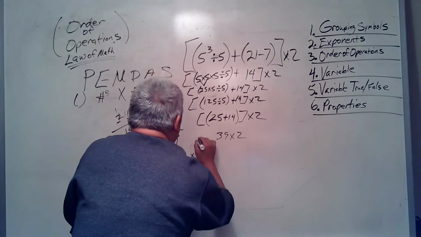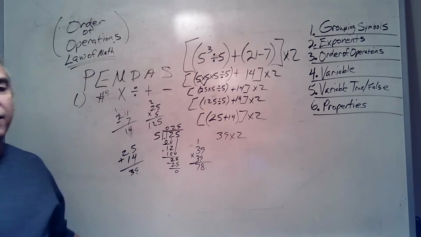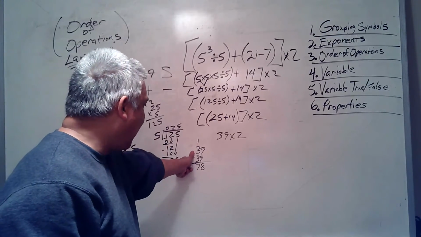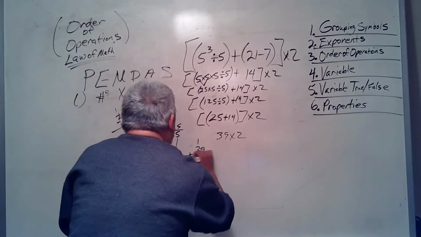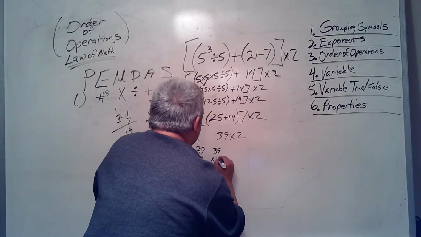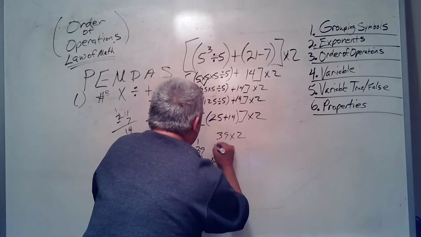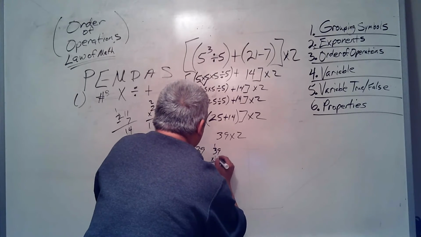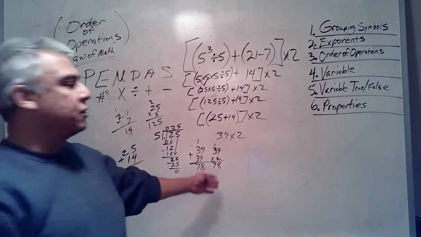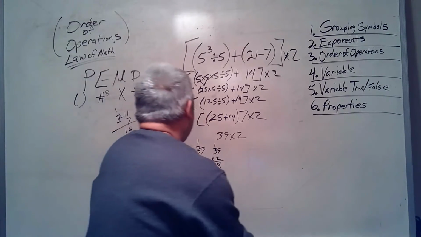9 times 2 is 18, carry the 1, 78. So those of you that can't multiply yet, multiplication is what? Multiplication is addition. All right? So I'll go 39 times 2, 9 times 2 is 18, carry the 1, 2 times 3 is 6, plus 1 is 7. So, here's the addition way, there's the multiply mom and dad's way.